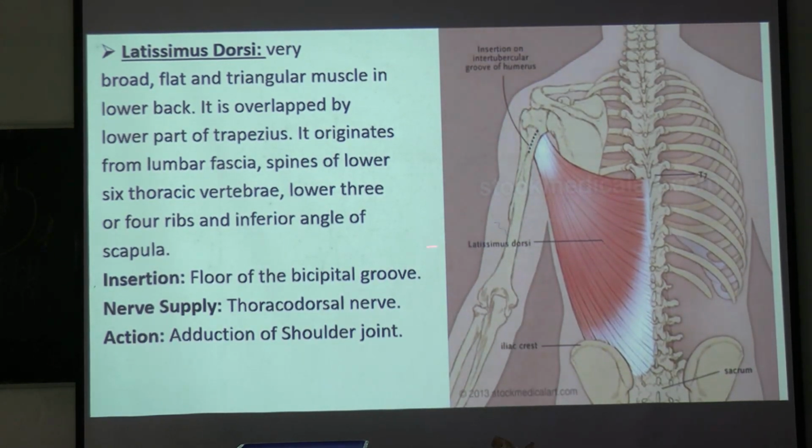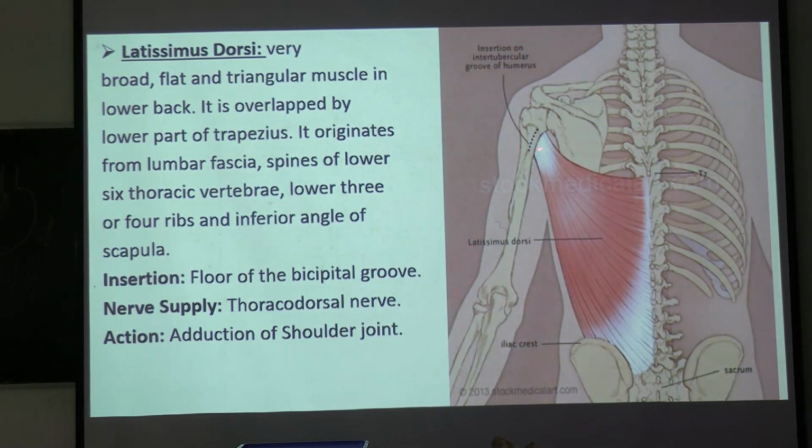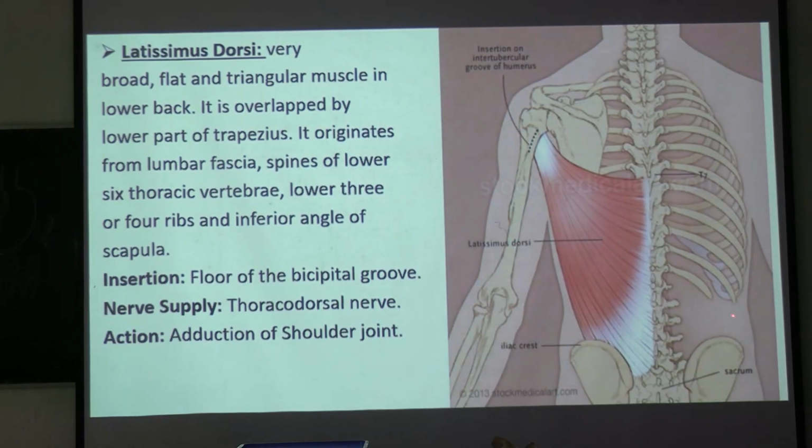So this is the origin, and insertion is into the floor of the bicipital groove or intertubercular sulcus. Okay, insertion. And nerve supply is the thoracodorsal nerve. Action is adduction of the shoulder joint.